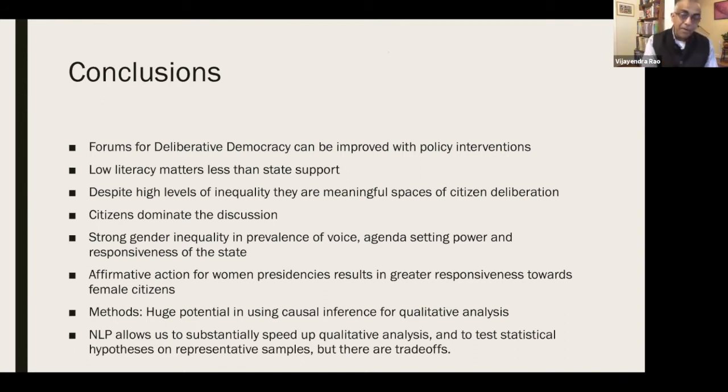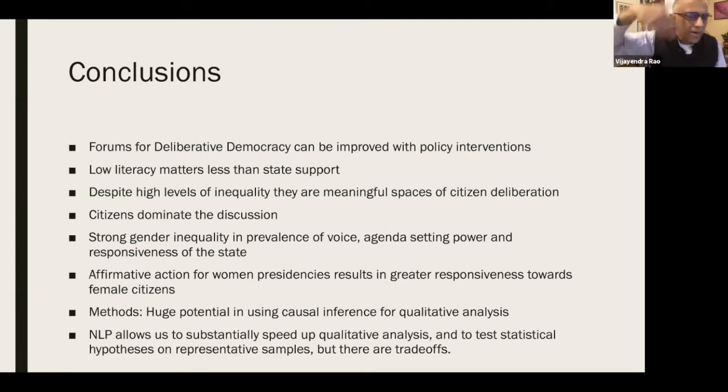We've shown this in Oral Democracy, and if you're interested, I would urge you to read the book, because it's obviously far more detailed than what I could have done here. Forums for deliberative democracy can be improved with policy interventions, and this is very important for policy because there's really not much thought given to this. How do we shape forums for deliberative democracy?